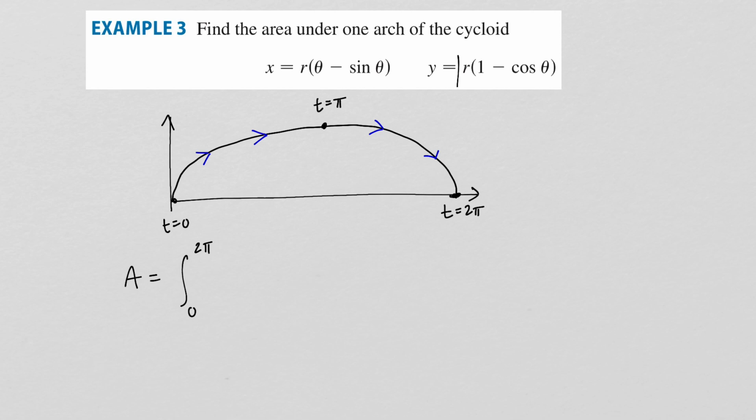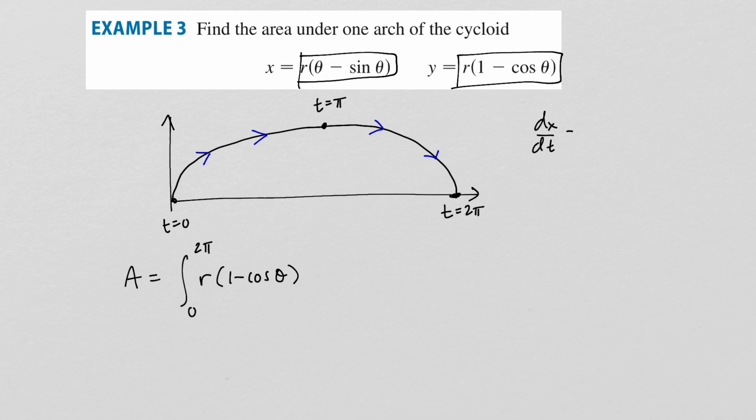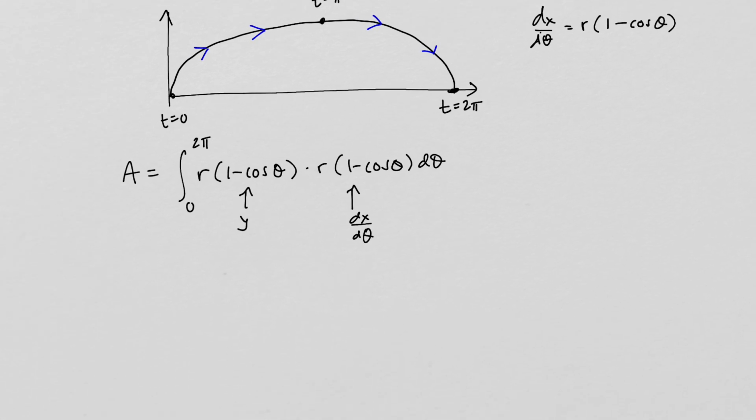And then we should take our function g of t, which is r times 1 minus cosine of theta. And then we need to take f prime of t, or dx dt. So dx dt is going to be r times 1 minus cosine of theta, which coincidentally is the same thing here. And so again, this was y, and this was dx d theta, I should say, not dt, because the parameter here is theta. So now we're going to go ahead and do this integral.